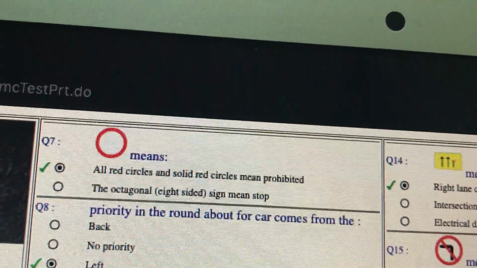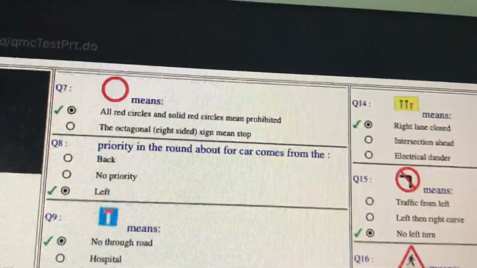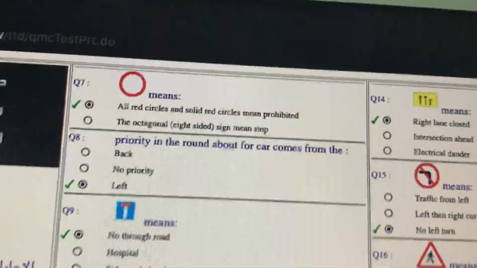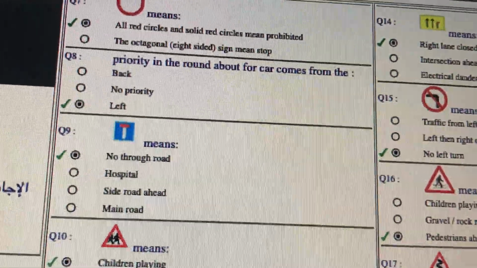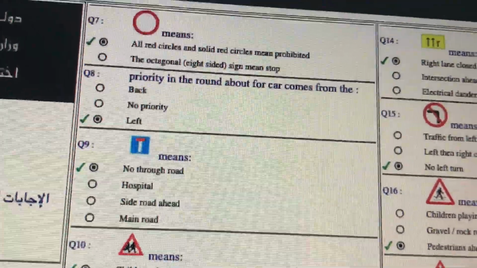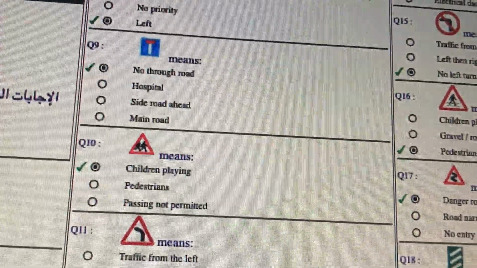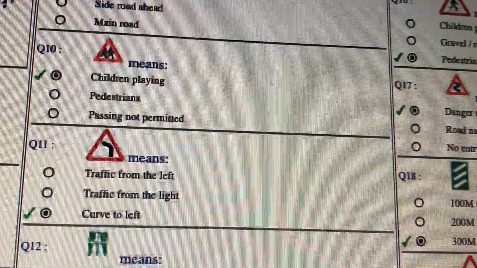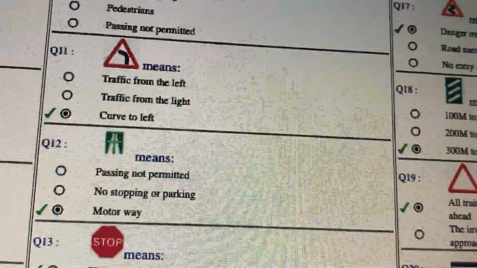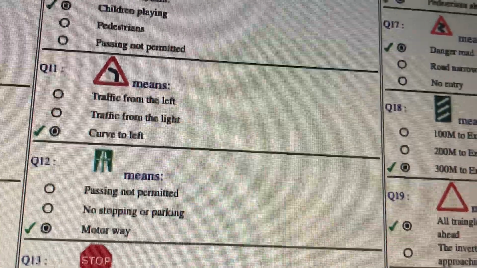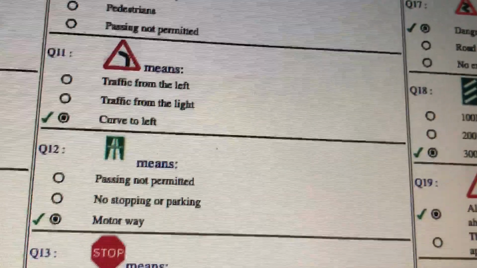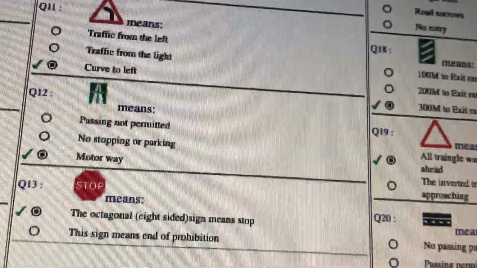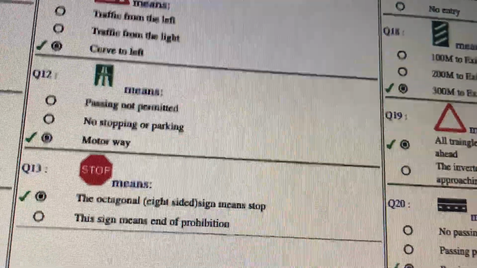A solid red circle means prohibited. The eighth question is priority in the roundabout for a car that comes from the left. Okay, question number 9 was no through road, and question number 10 was children playing. Question number 11 was curve to left. Question number 12, motorway. Okay, this logo says motorway. And question number 13, this logo says the octagonal 8-sided sign means stop.